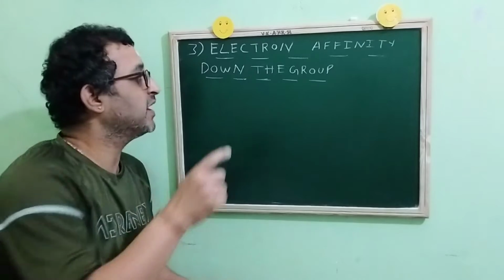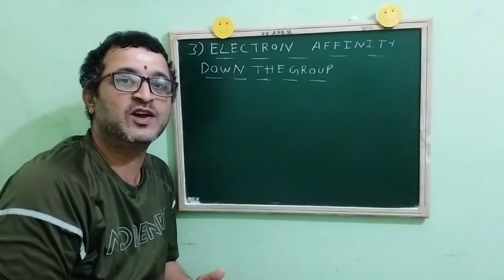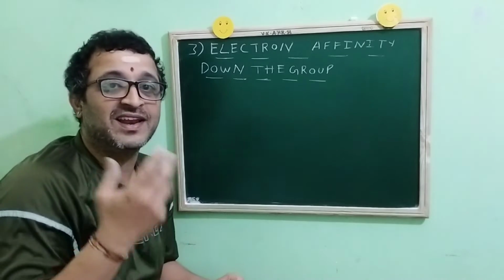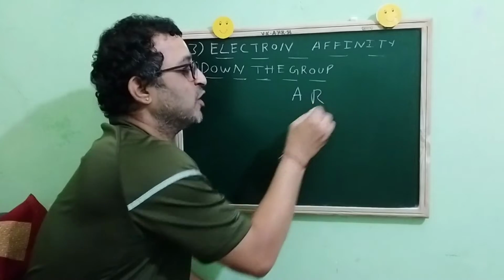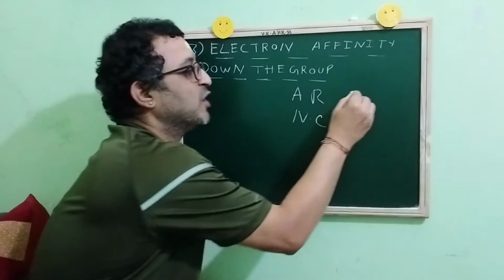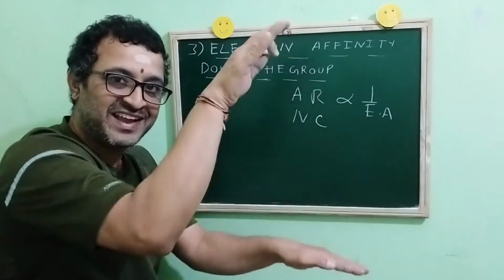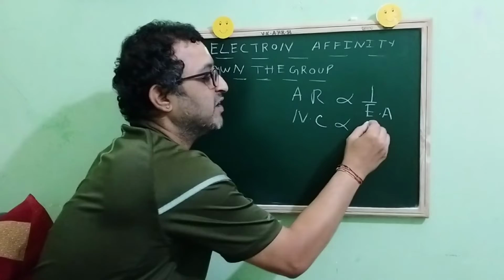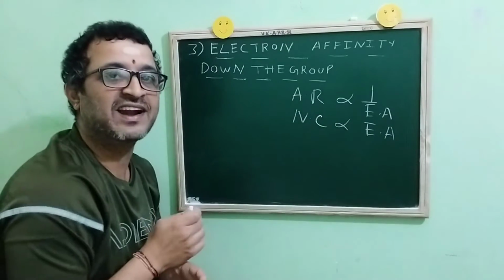Children, today's topic is variation of electron affinity when you go down the group. We all know that electron affinity depends upon two factors. One is atomic radius and another one is nuclear charge. Atomic radius and electron affinity have an inverse relationship, and nuclear charge and electron affinity have a direct relationship.